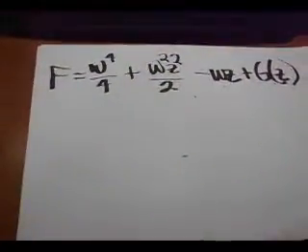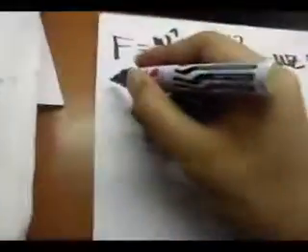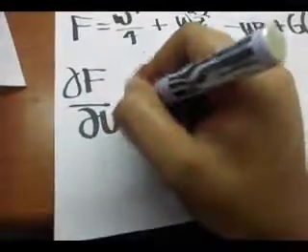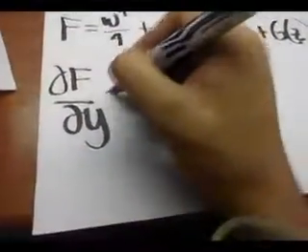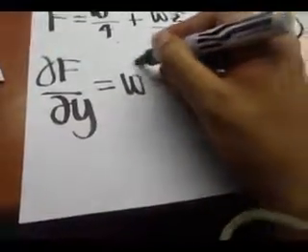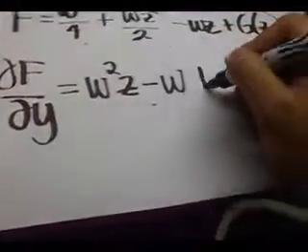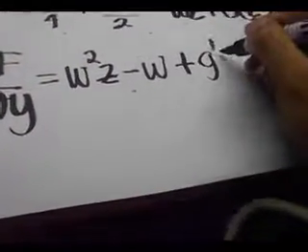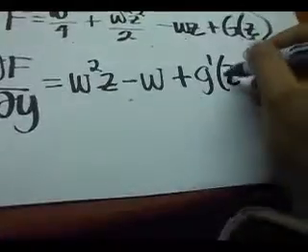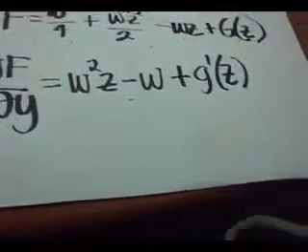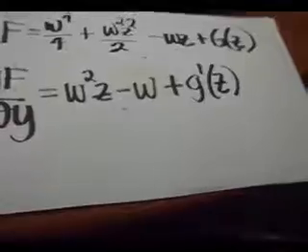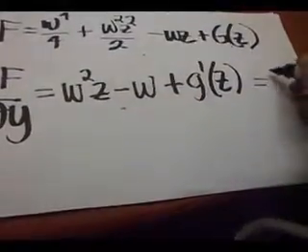Now, we must derive this function in terms of the other term. So we derive this function in terms of z. What we get is w squared z minus w plus the function that is missing from how we derived it in terms of w. So we put it as g prime of z. What this actually means is that the derivative of f over the derivative of z is actually your N. So we can equate this equation to your N.